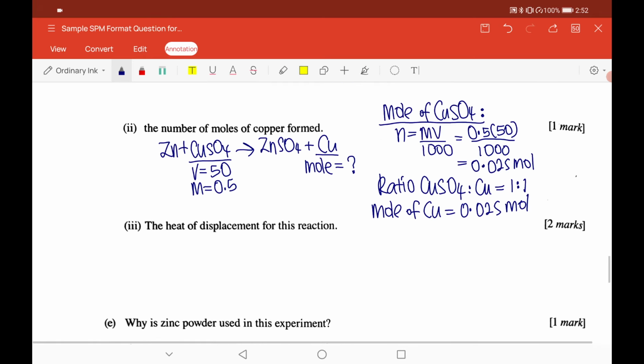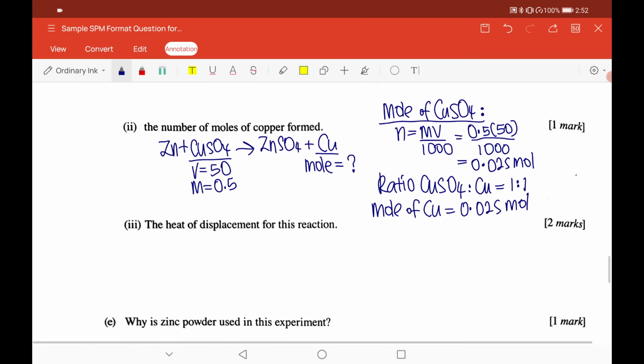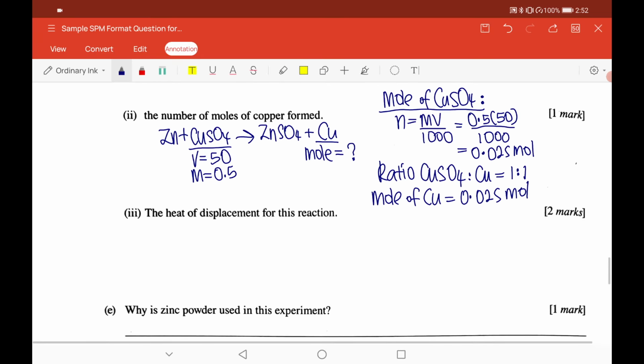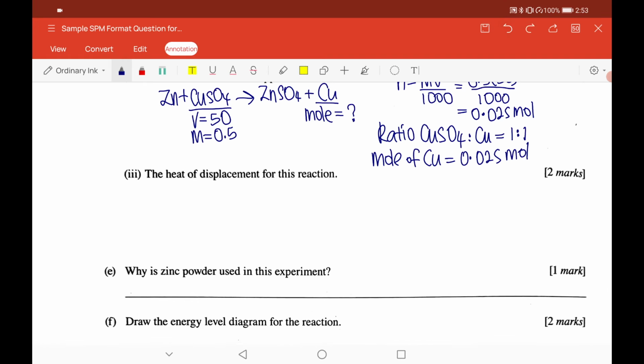So the next question that we need to find is this. Now we need to find the heat of displacement for this reaction. When you see the words heat of, we know you are looking for delta H. So the formula is delta H equals plus or minus Q over n. Now we just need to fill in the blanks.